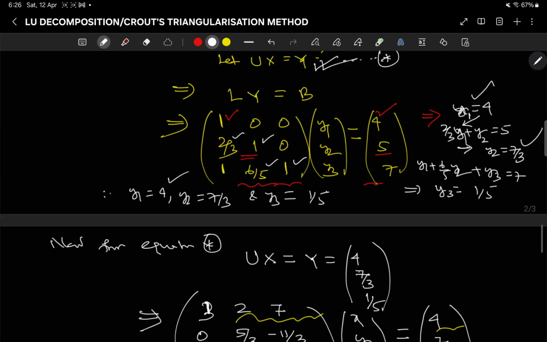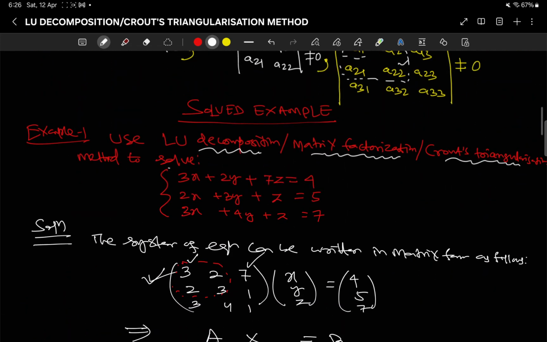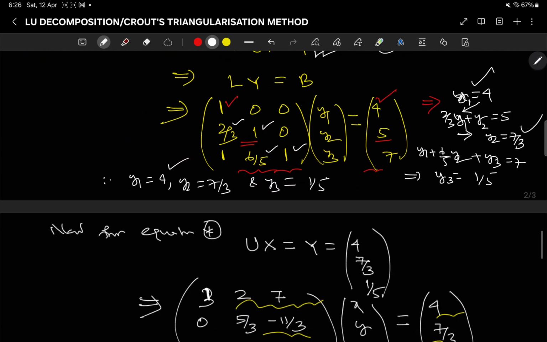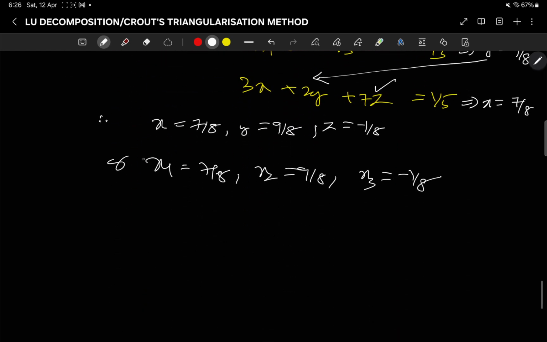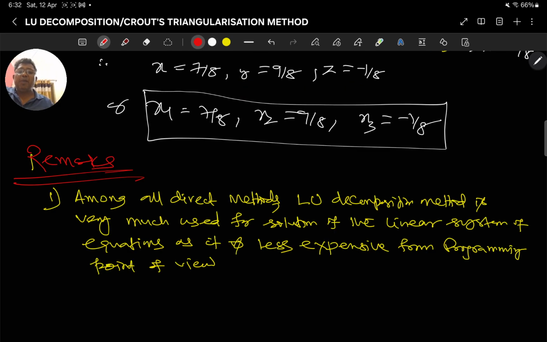If in the question I write it x1, x2, x3, this is my x1, x2, and x3, as I did in the previous example. So this is what the LU decomposition is. Now coming to the concluding remark.